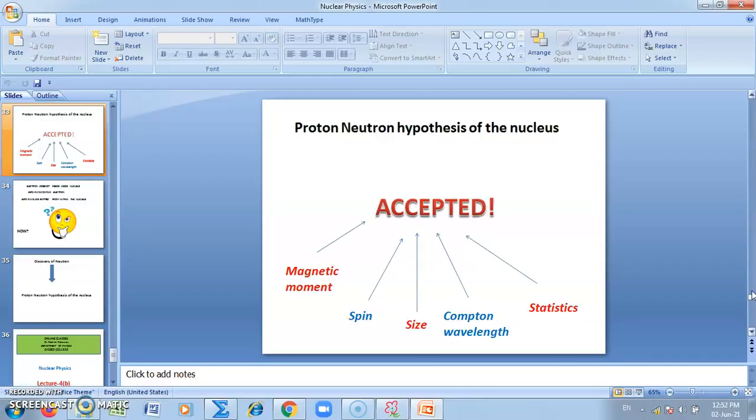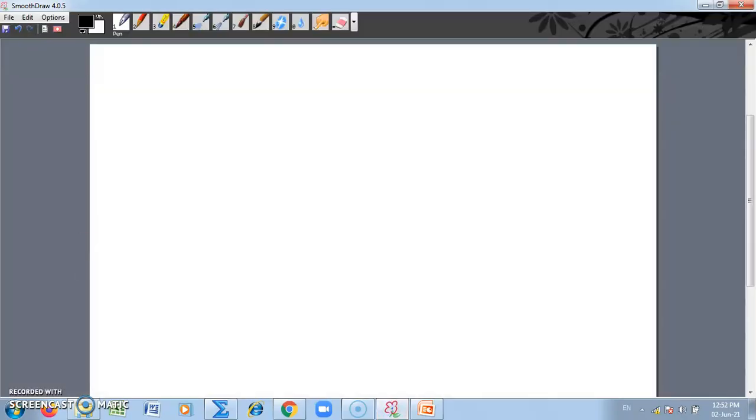So now we talk more about the proton-neutron hypothesis. From now on, we'll accept that we have protons and neutrons inside the nucleus, which is the PN hypothesis. So we know that any element is written like this. If I write it like this and like this, this is a proton, this is called the mass number, and this is the atomic number.